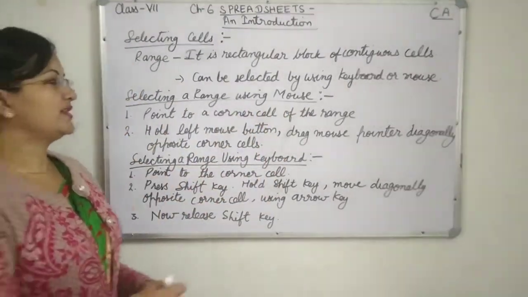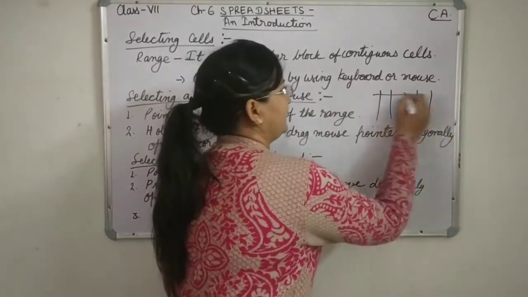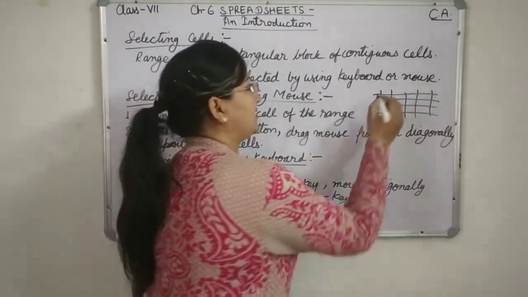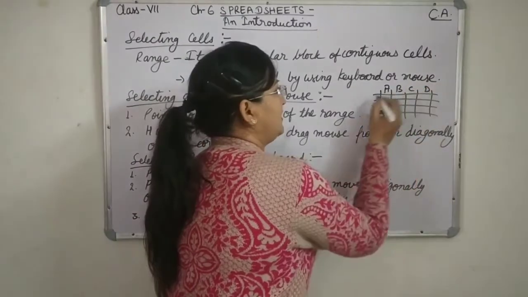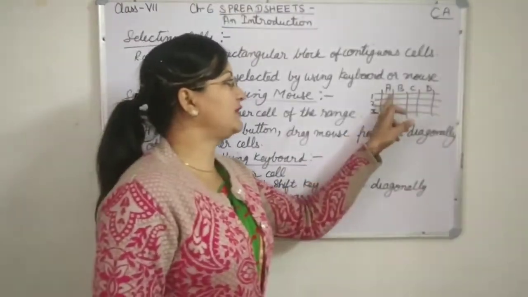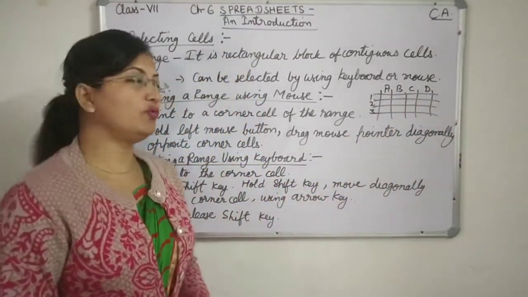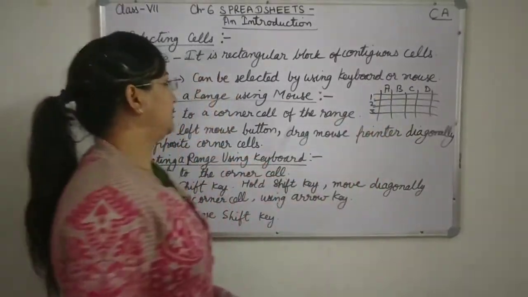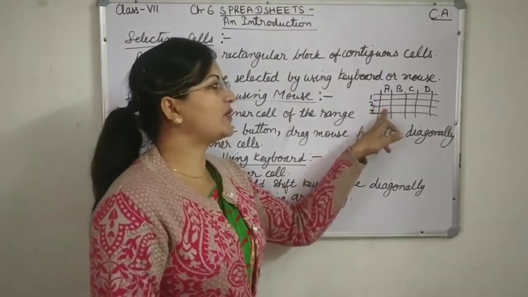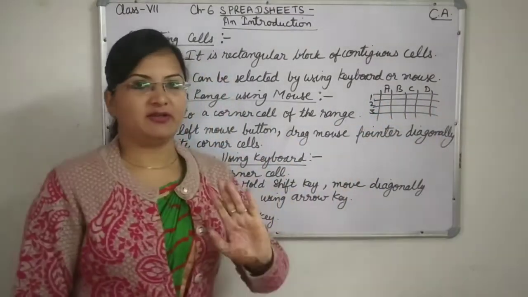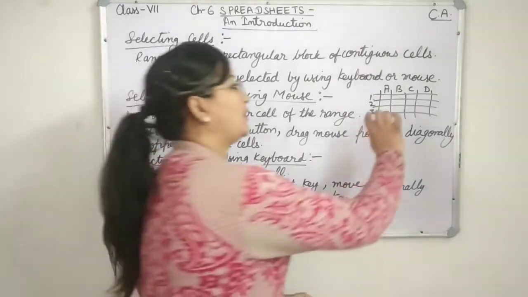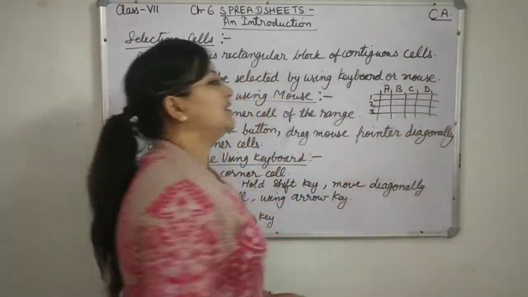See, if this is the Excel sheet and you have to select this range from here to here. Got it? Like if this is A, B, C, D, 1, 2 and 3. Now if we have to select from A1 to D3, what do we have to do? We have to point to a corner cell of the range. It is not necessary to start here; we can point here also, and here, and here. That means we point to a corner of the range we want to select. Then we can drag the mouse pointer.